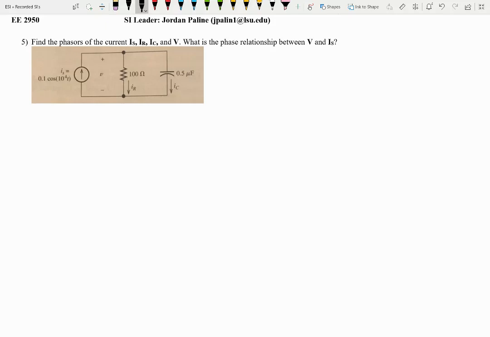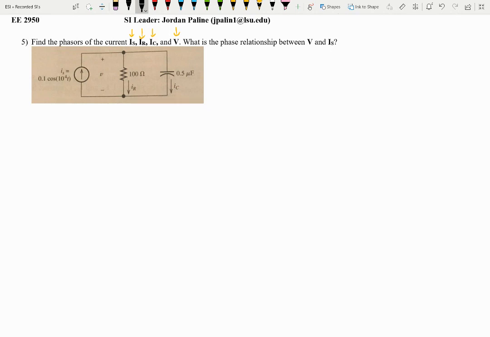All right, and welcome to the last problem for this playlist. So let's take a look at what they're asking us here. They're asking us to find the current I of S from the source, through the resistance, through the capacitor, and then also they want us to find the voltage V here, where they define plus and minus. So there's a lot to unpack here, so let's just get started.